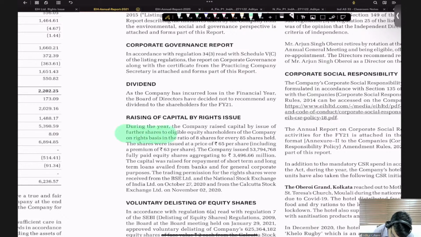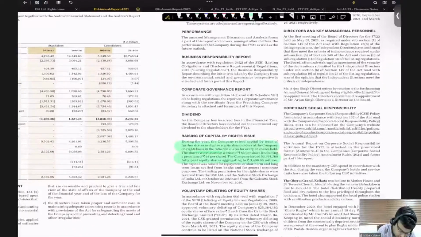Further shares to eligible equity shareholders on a rights basis in the ratio of 8 shares for every 85 shares held. The shares were issued at a price of 65 per share, which included a premium of 63 per share. Thus, the company issued 53,794,768 fully paid equity shares aggregating to 3,496.66 million. Okay, so this is the rights issue data which is there.